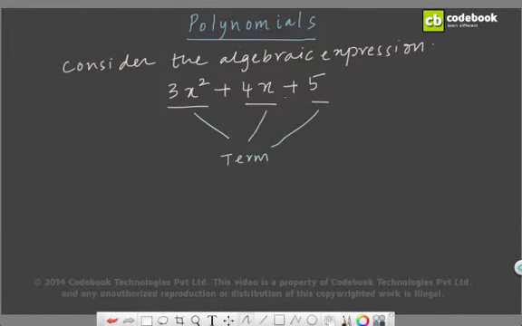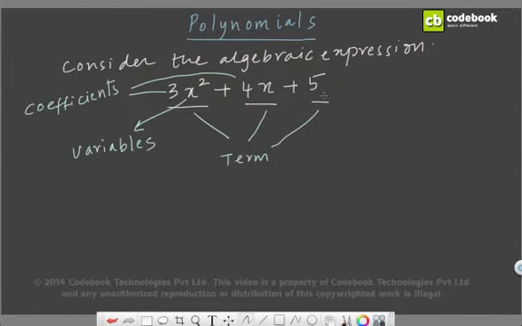And the letters in this algebraic expression, which are x, are called variables. And the numbers before the letters, 3 and 4 here, are called coefficients. And finally, a number appearing by itself without any letter is called a constant. And the power of the variable is called the degree of the term.